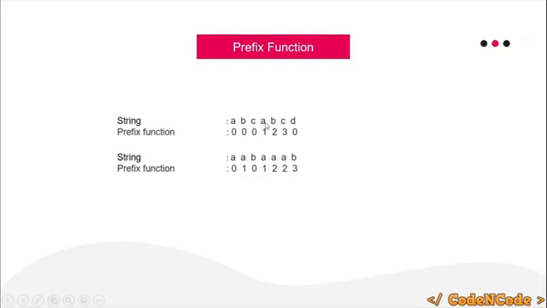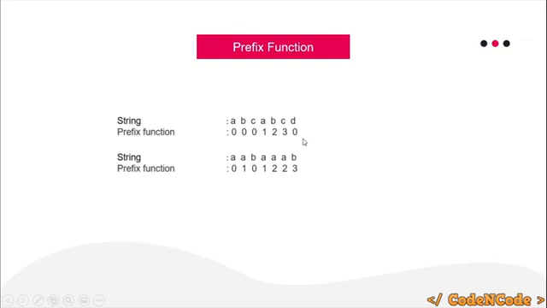Similarly, for this string ABCA, the proper suffix A is equal to the proper prefix A, and that is why the maximum length suffix which is also equal to a prefix is 1. That is why pi of 3 is 1.